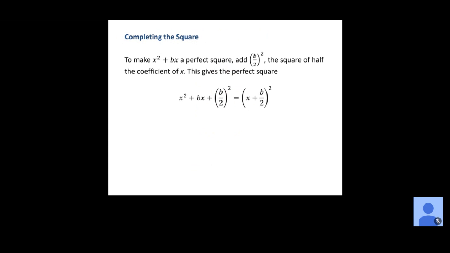Now, completing the square is another option if you're trying to solve a quadratic. So if we have something in the form x squared plus bx, to make that a perfect square, we're going to take the b value, divide it by 2, and square it. And that's going to give us a c value for our quadratic now. So that b divided by 2 squared becomes our c value. And then once we do that, we have a perfect square trinomial, and we can actually factor it. That's why we use this formula, to create a perfect square trinomial that we can then factor.